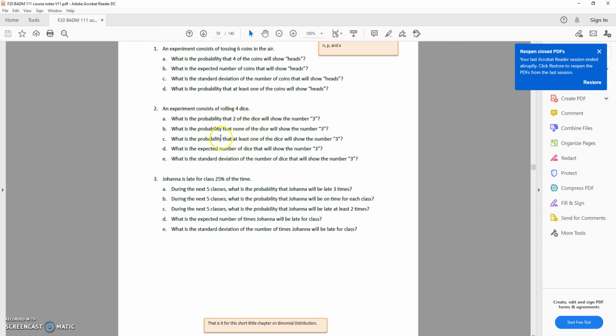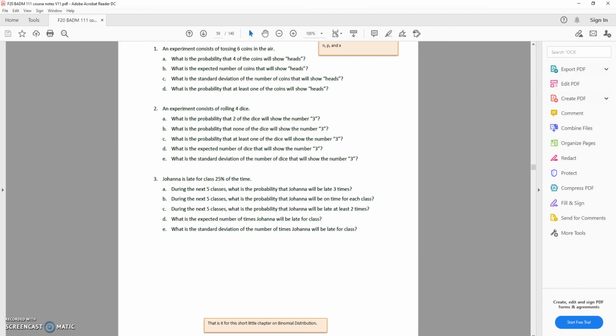We'll show the number 3. C is probability of at least 1 dice showing the number 3. And D is the expected number and standard deviation of this binomial. So the number 3 here is meaningless. We could be looking for any success, could be any one of the 6 options.